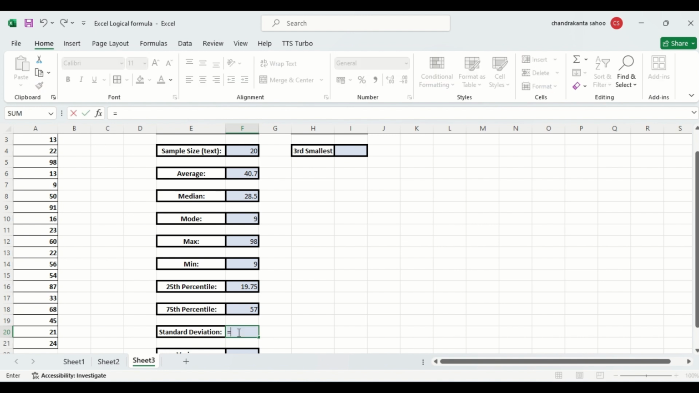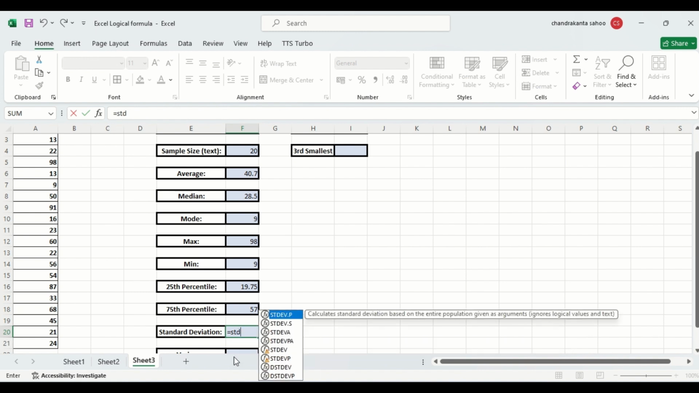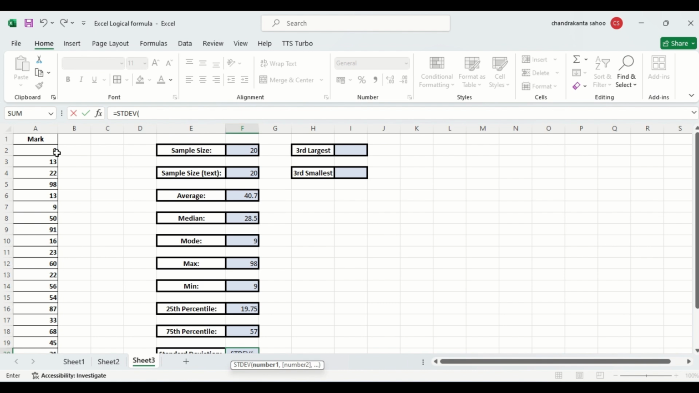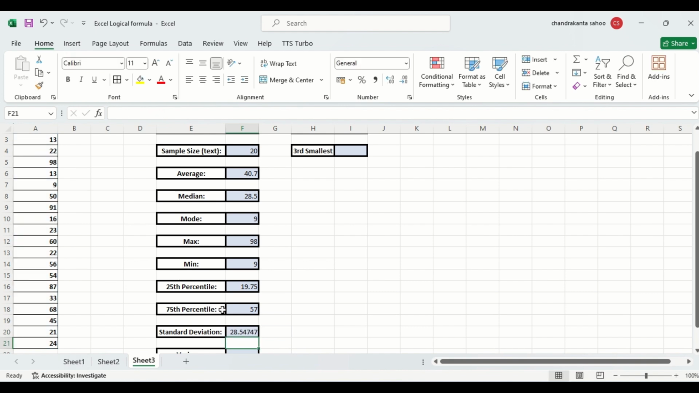Equal to STDEV, standard deviation, this is okay. Similarly, you can also select the range, bracket close. This is your standard deviation. Okay, we have got this.